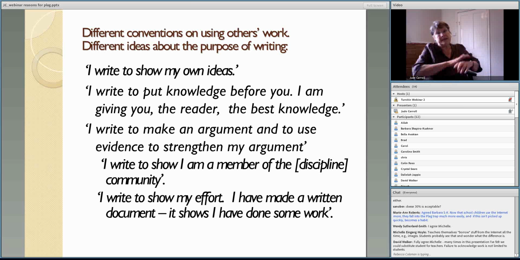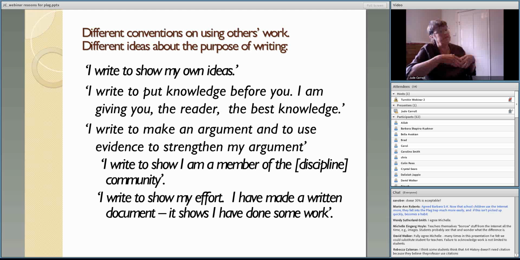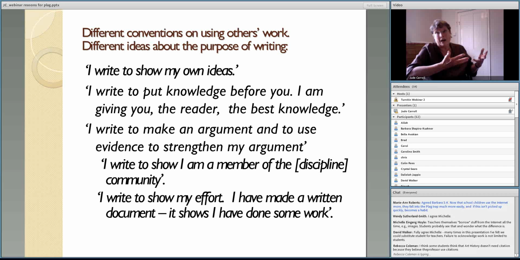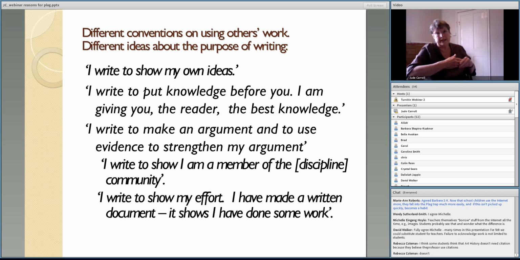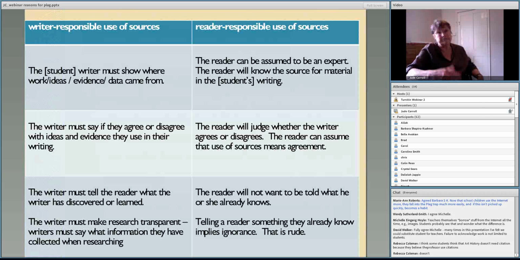So these conventions for using other people's work, here are some statements. I write to show my ideas. I write to put knowledge before you. I write to make an argument. I write to show that I'm a member of the discipline. I write to show I'm making an effort, I'm working. They're all different reasons around the world why people write and what's the purpose of writing. Only some of them have a very clear sense of using referencing and citation, for example, in the way that I expect my students to do here in the United Kingdom. On to the next slide, please.